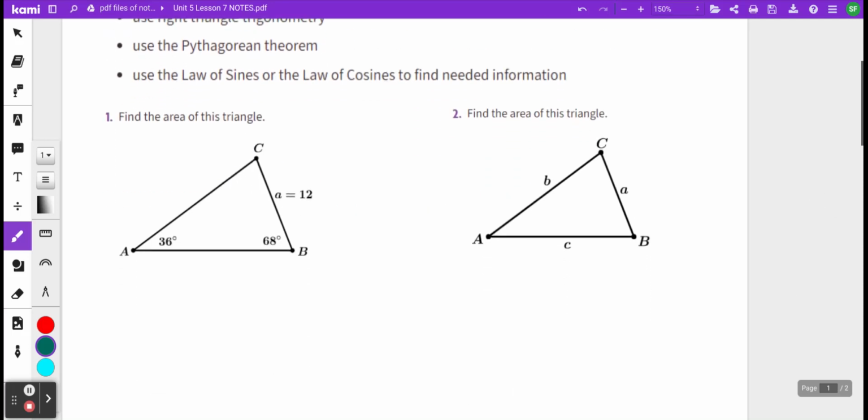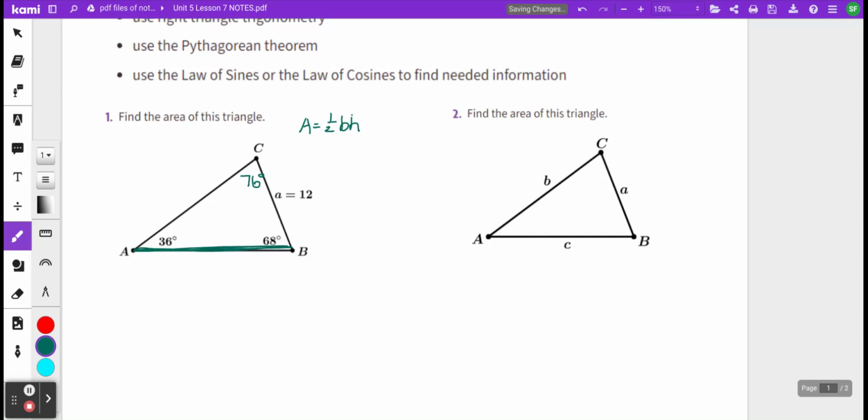So with this triangle, first thing we're going to do is, I notice we know two of the angles. I'm going to find that third angle, angle C. So 180 minus 36 minus 68, and that's going to give me 76. So that's an angle of 76. And what I want to find first, we know that area is 1/2 base times height. I need to find my base first.